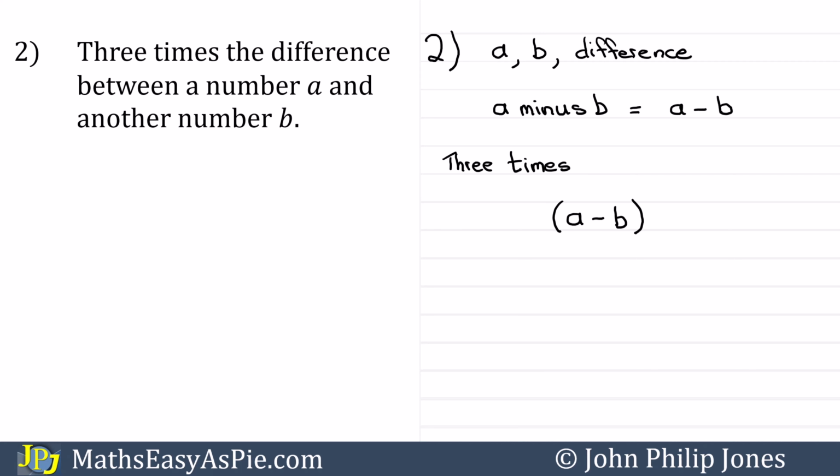with a 3 on the outside, because this 3 means we're multiplying the entire contents of the brackets by 3, and of course the contents of the brackets is the difference between a and b. So it's 3 times the difference between a and b.